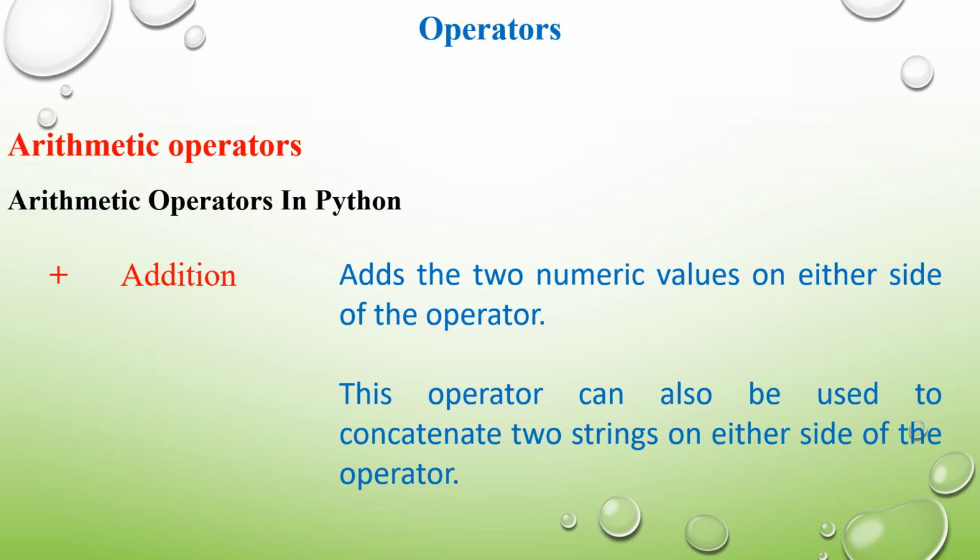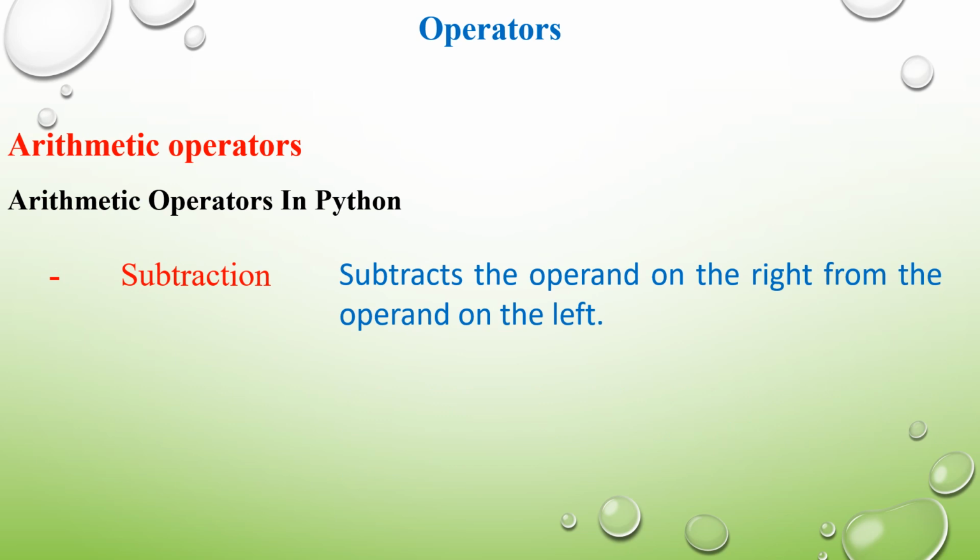Second arithmetic operator, minus, that is the subtraction. It subtracts the operand on the right from the operand on the left. That means whatever value or variable is on the right side, that value will be subtracted from the left. That means left minus right.